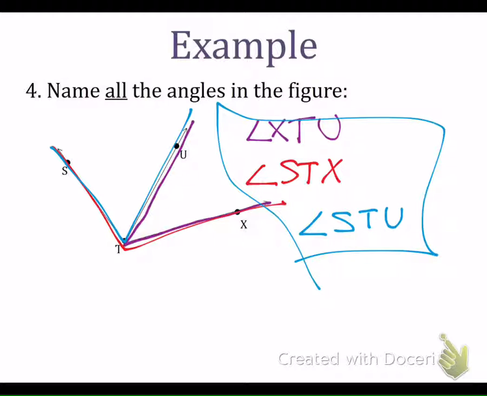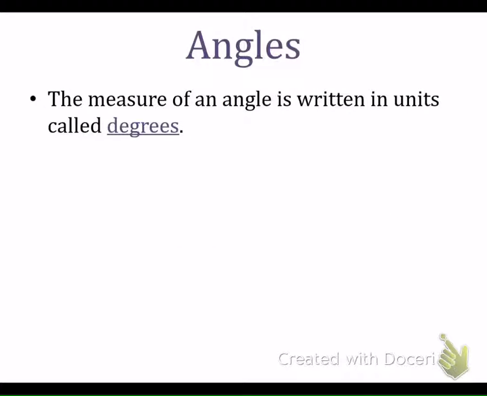Could I say angle T? No. No, because there are 3 different angles with T as the vertex. So you have to use the 3 letters here. Any questions? All right, moving on.